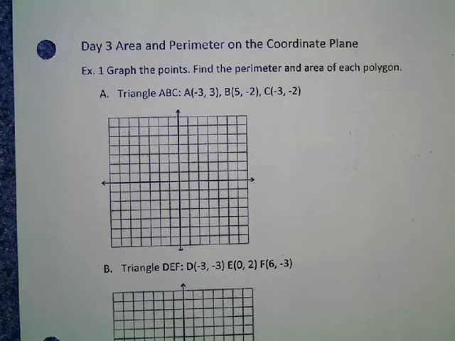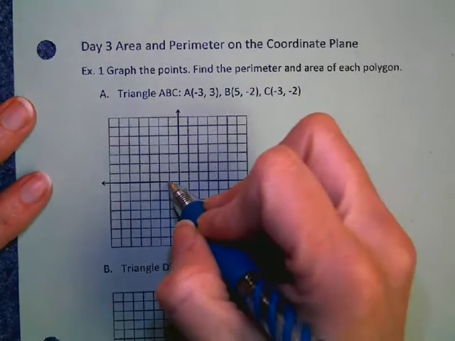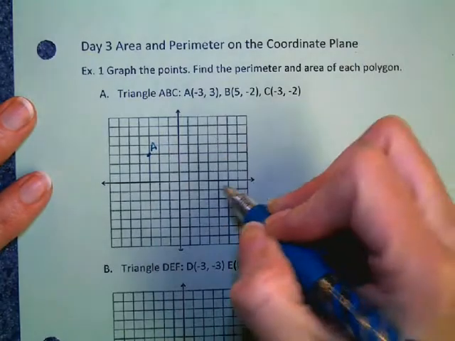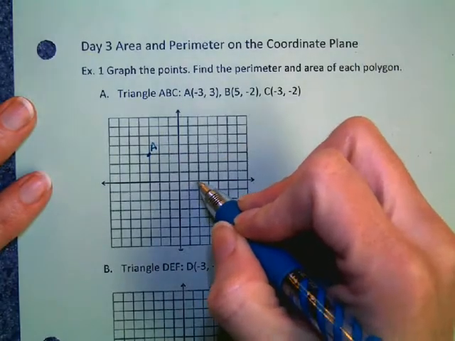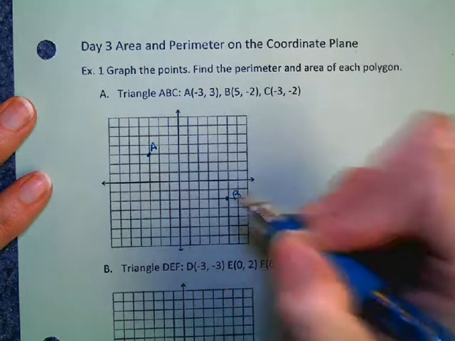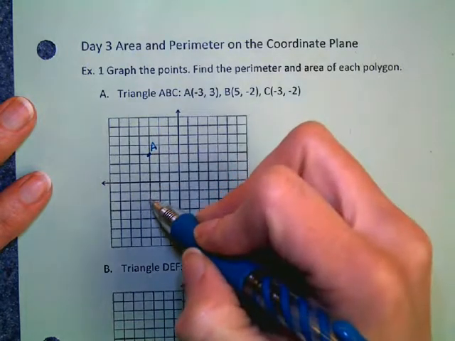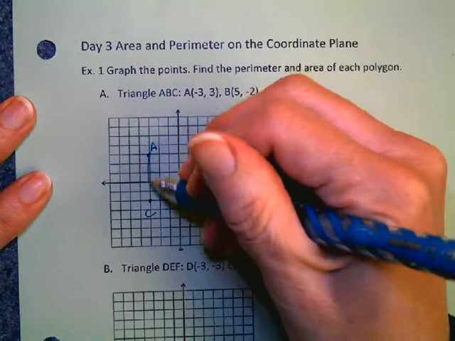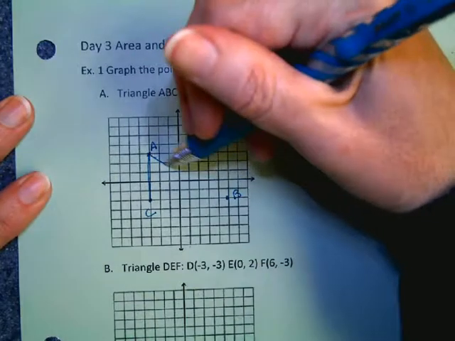So today we are doing day 3, area and perimeter of the coordinate plane. The first thing we're going to do is graph these points. A is -3, 3, B is 5, -2, and C is -3, -2. If you draw these, you'll notice that it makes a right triangle.